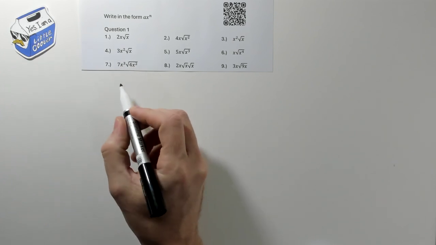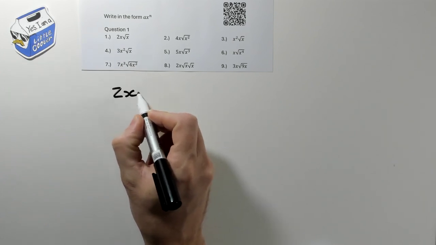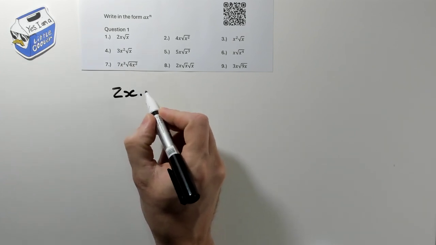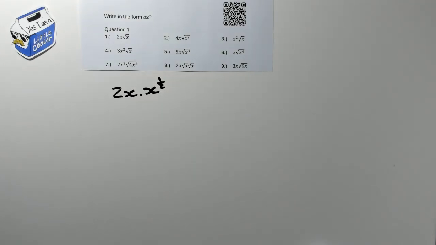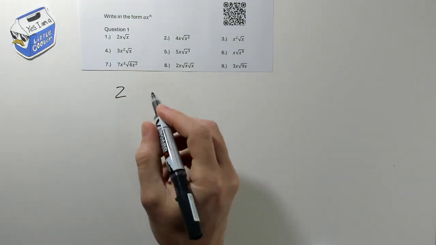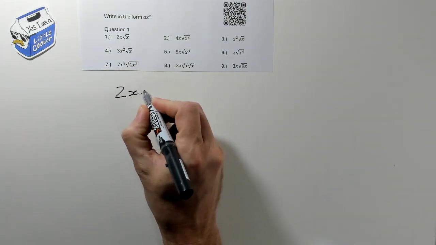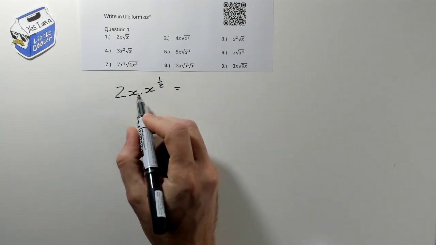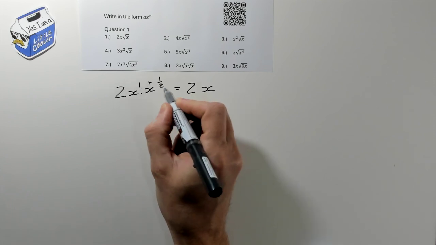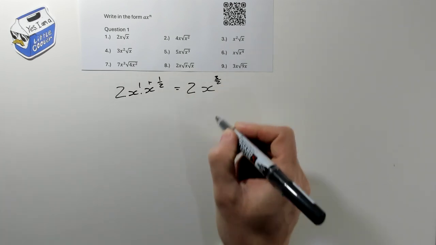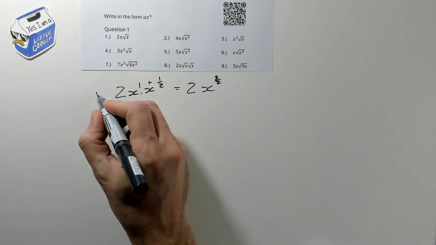These should be simple. So number 1 there is 2x to the power of, well, 2x, and any root is x to the power of a half. And x to the power of a half, like I said, and the bases are the same. So it would just be x to 1 plus a half, which is 1.5 or 3 over 2. Okay, so that was 1.